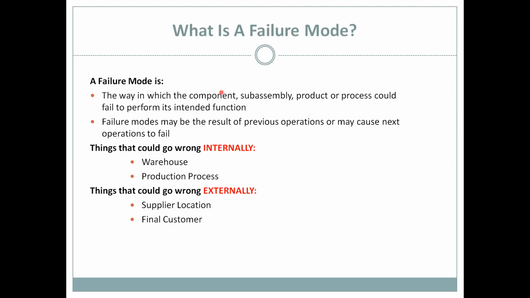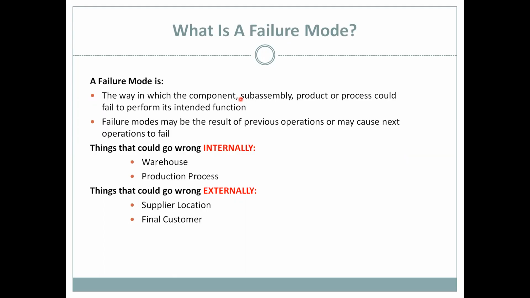Okay. So a failure mode is the way in which a component or a subassembly or a product or process could fail to perform its intended function. For example, now you are making some changes in the carburetor in order to improve the fuel efficiency. By changing the material of the carburetor, is there any chance that the carburetor may fail, which may lead to a problem in the car itself? That's what we call a failure mode: the way in which the component or the product or process can fail.